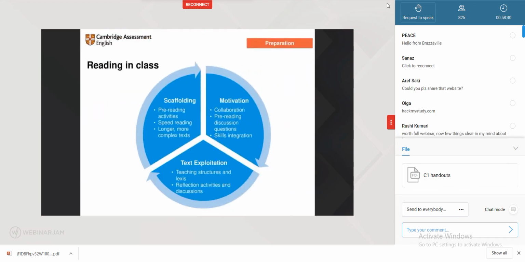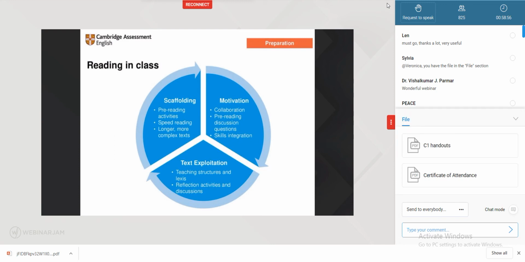Reading in class, online or not, Victoria? Yeah. We need to remember that we don't usually read in isolation. So we need to remember that when we are scaffolding the reading process, providing students with pre-reading activities, that can be speaking activities or vocabulary tasks. Also, as you said, different techniques to increase their reading speed. And also giving them the opportunity to find and read longer and more complex texts.